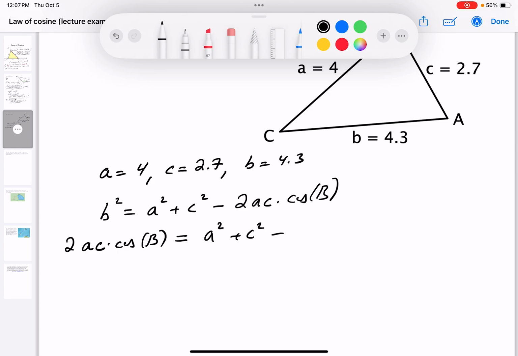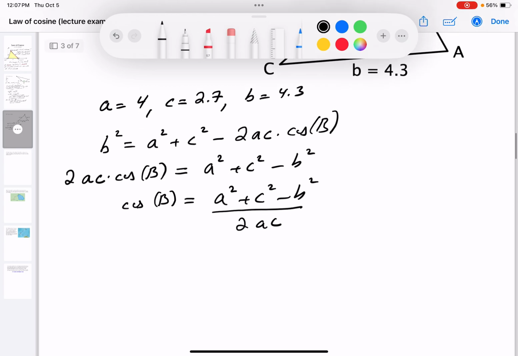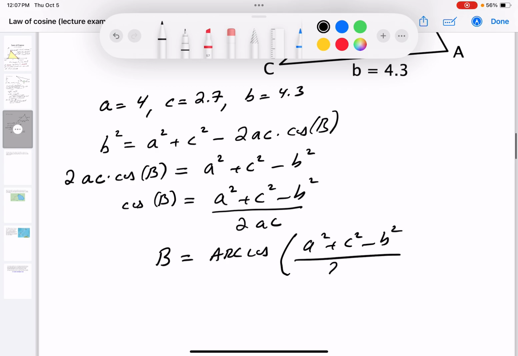And I'm going to subtract B squared from both sides. All right, what do you do now? Well, cosine of B is going to be equal to A squared plus C squared minus B squared all over 2AC. I'm going to use the arc function now, and B is going to be equal to arc cosine A squared plus C squared minus B squared over 2AC. All right, I'm going to say that's what B is.